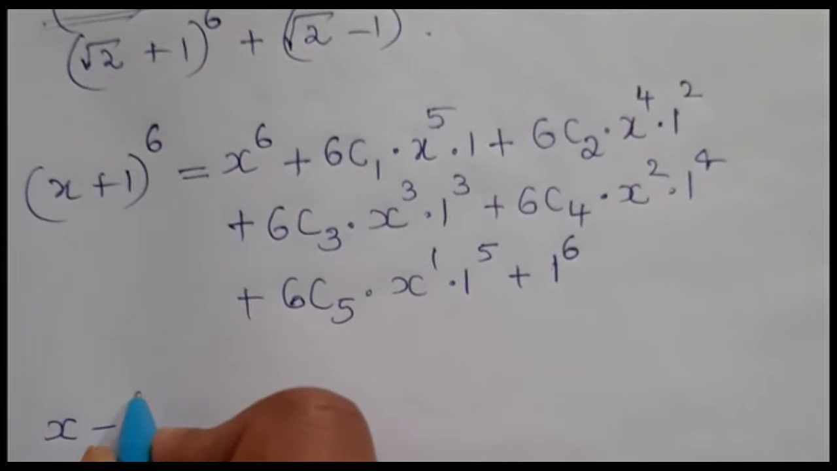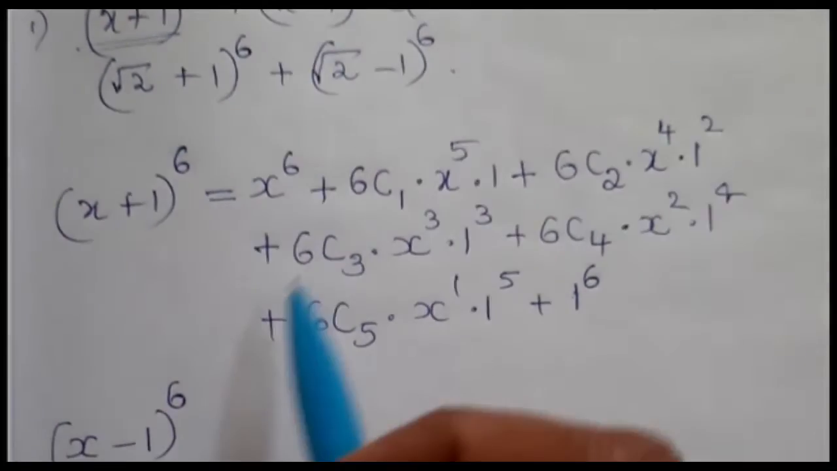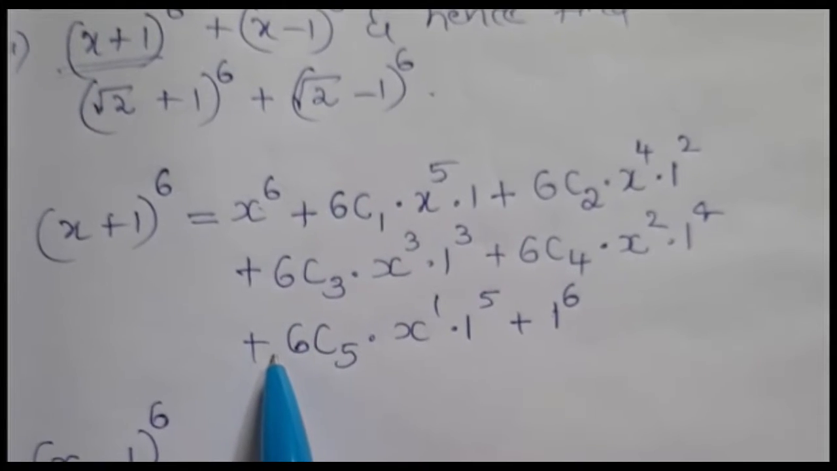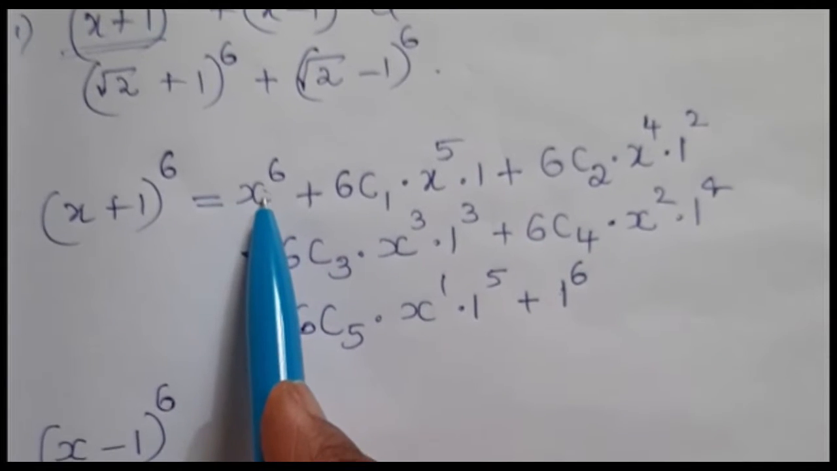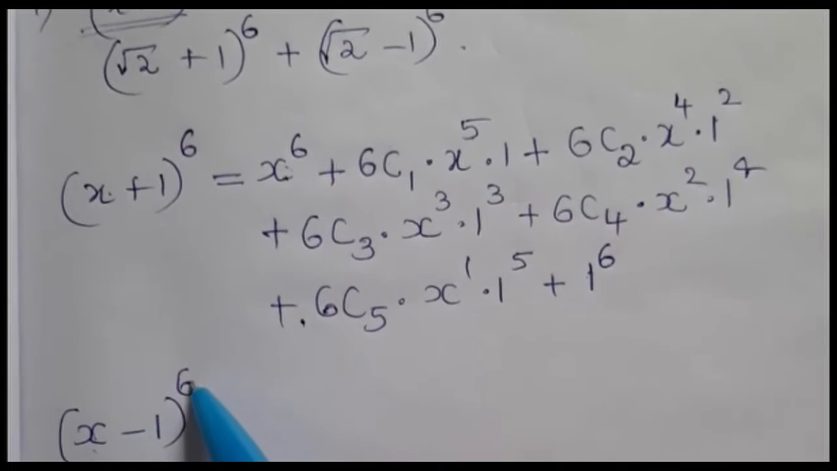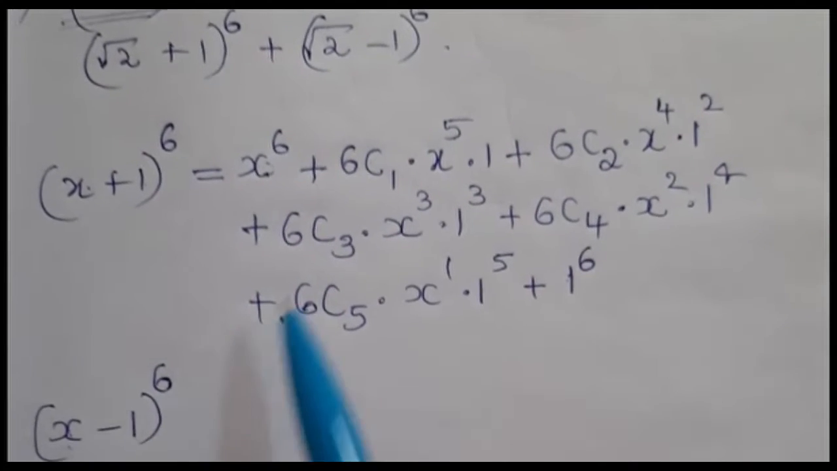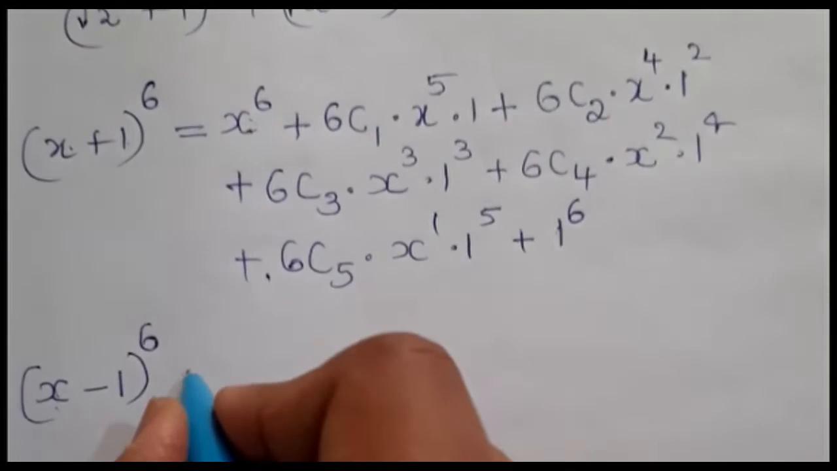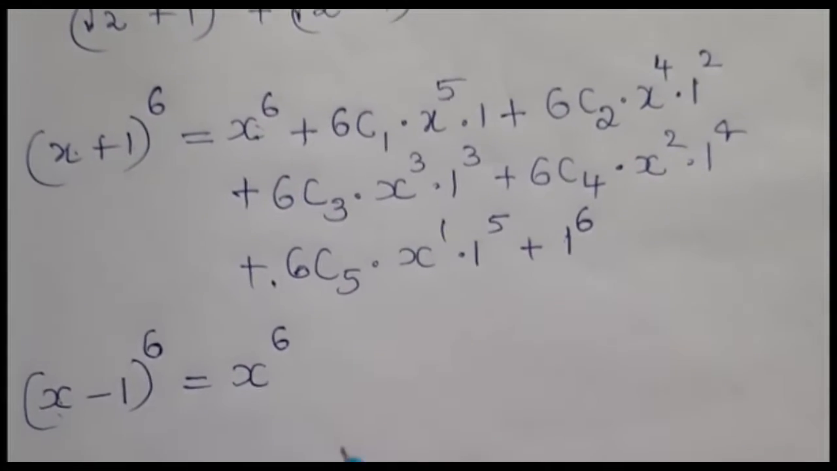Now similarly I want to write down what is (x minus 1) whole power 6. What do I do for (x minus 1) whole power 6? In the above expansion, the first term x is kept the same. x does not change, right? x is retained as it is. n also is retained as it is. Only 1 has become minus 1. So you just change plus to minus alternately. Plus to minus alternately, and the first term x power 6 keep it as it is.